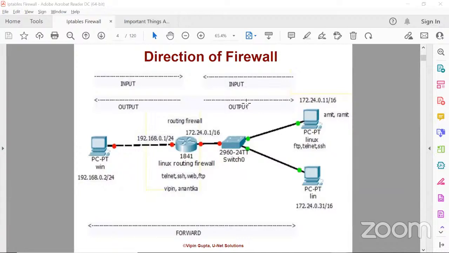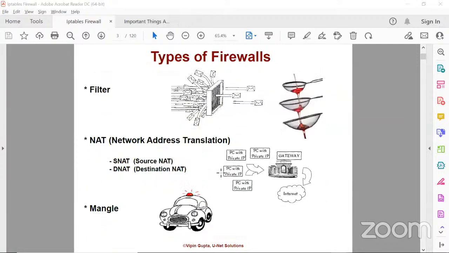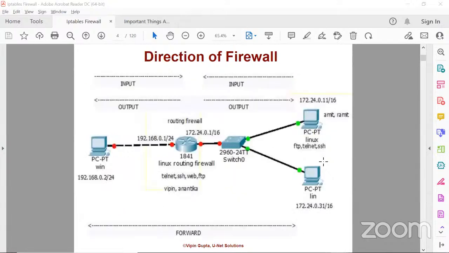Now the bandwidth is clear. Okay sir, so let me start. So first we have already discussed the types of firewall. I told you that once we implement the IP tables firewall, it gives you all three firewalls: filter facility, NAT facility, and Mangle facility. Now whenever we are implementing a firewall, you have to keep track of a second thing, which is the direction of firewall. This is an extremely important thing.